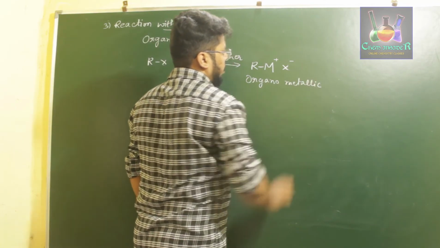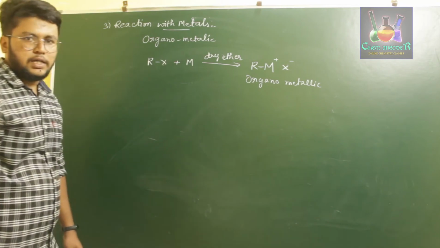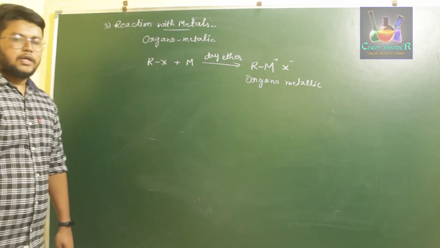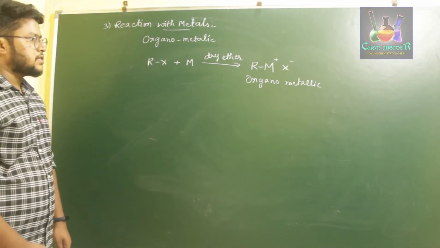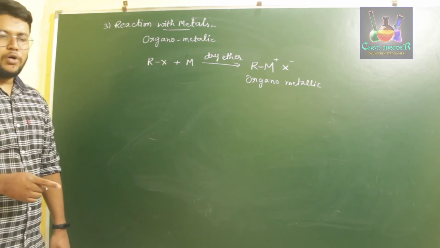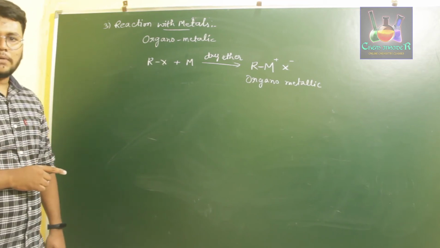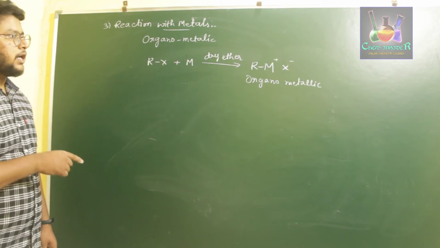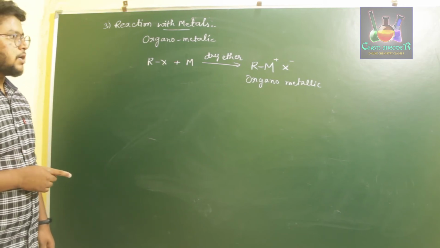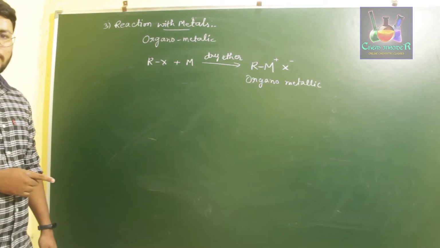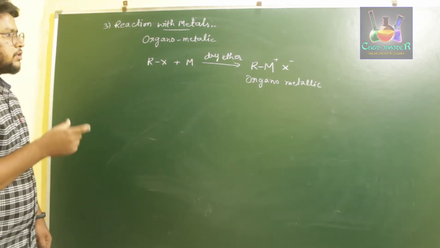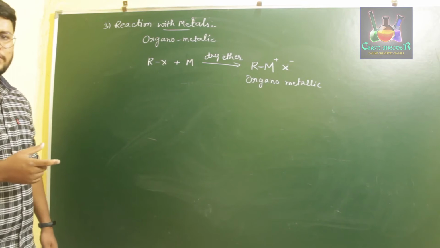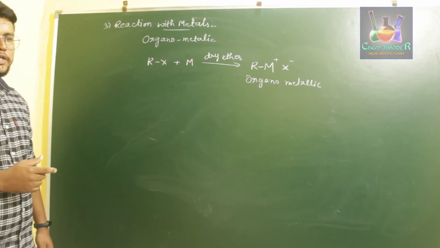Okay, so when alkyl halides are treated with metals in the presence of dry ether, it forms a compound which has a covalent bond between a carbon of the alkane and the metal, and an ionic bond between the metal and the halide group. This type of compound is called an organometallic compound. This type of bond was not usually observed in the other reactions of carbon.